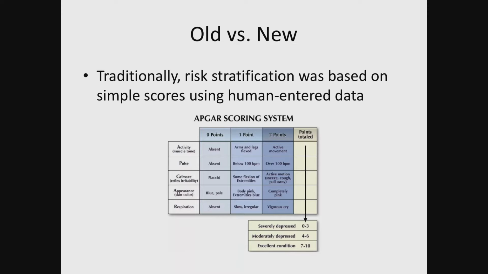It's shown here. You're going to say for each of these different criteria, activity, pulse, grimace, appearance, respiration, you look at the baby and you say, well, activity is absent, or maybe they're active movement. Appearance might be pale or blue, which would get 0 points, or completely pink, which gets 2 points. And for each one of these answers, you add up the corresponding points.